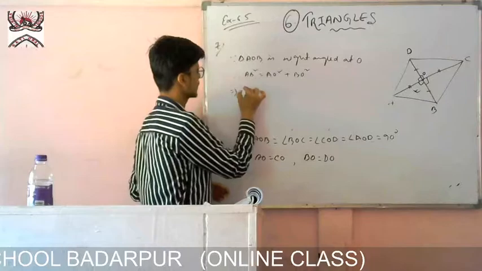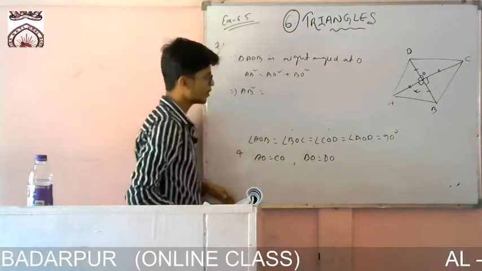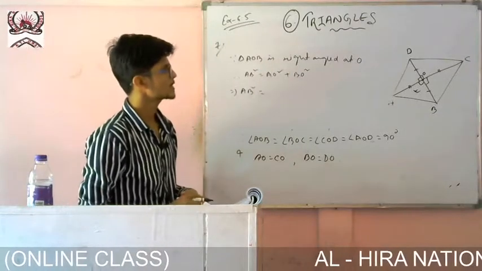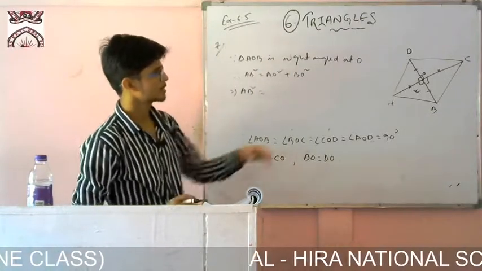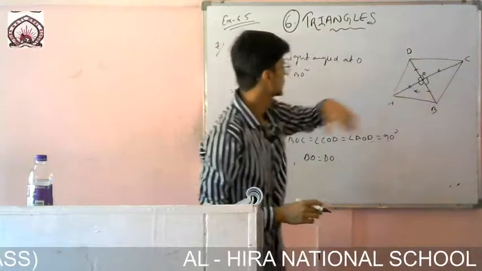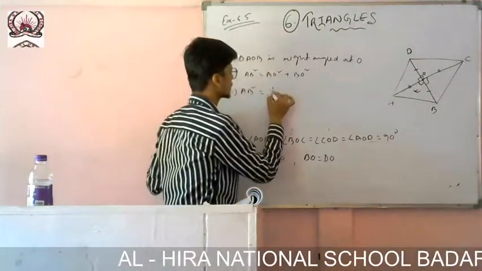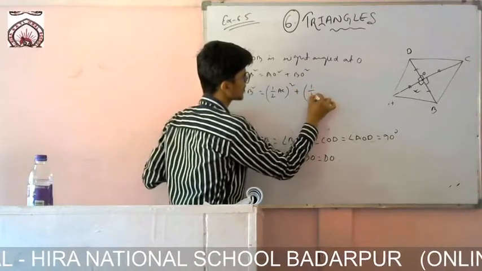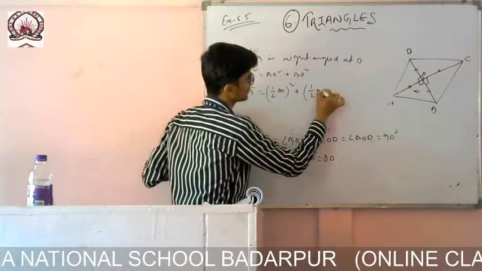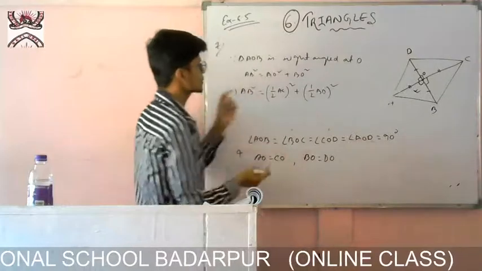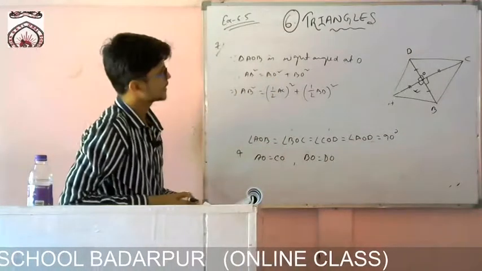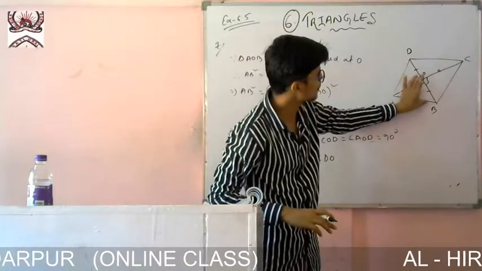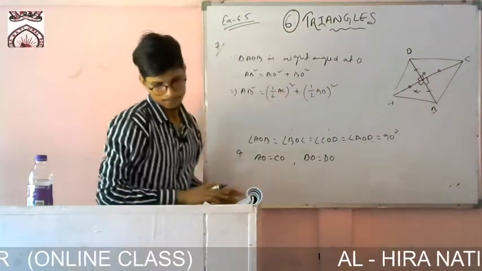So implies AB square. So AO, what is it? AO is the half of AC, this part is the half of this whole one. So in place of AO, I can write half of AC square plus, in place of BO, I can write half of BD square. AO is the half of this whole side AC. BO is the half of this whole side BD. So what will be?